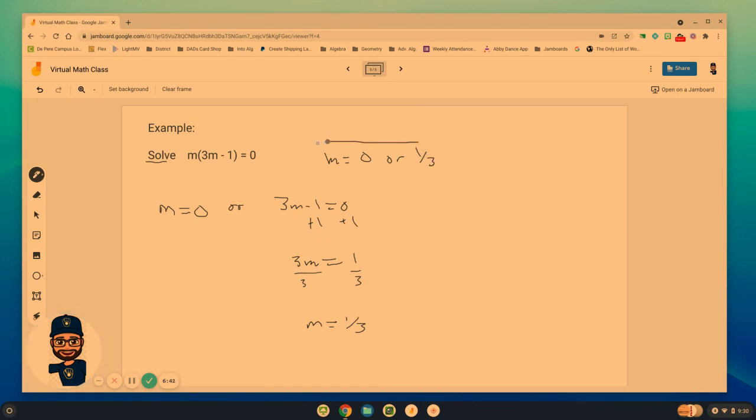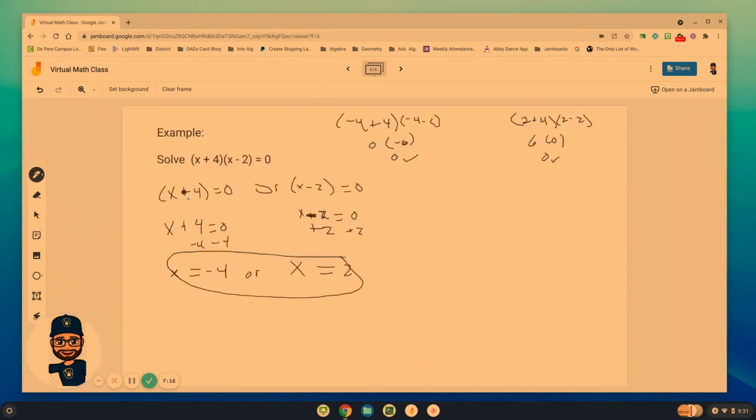So we could say m equals 0 or 1/3. And those are also going to be x-intercepts when we get to the graphing part. Again, check your answer if you want. Plug in a 0: 0 times 0 minus 1. Well, 0 times whatever I get in there is going to be 0, so that one works. Plug in a 1/3: 3 times 1/3 is 1, 1 minus 1 is 0, and 0 times whatever is out front is also going to be 0. So either of those answers works. So factored form: take the factors and set them equal to 0.